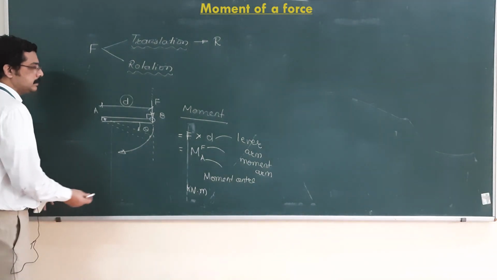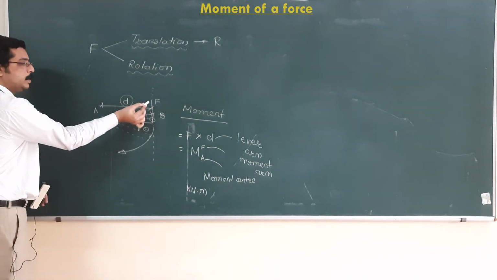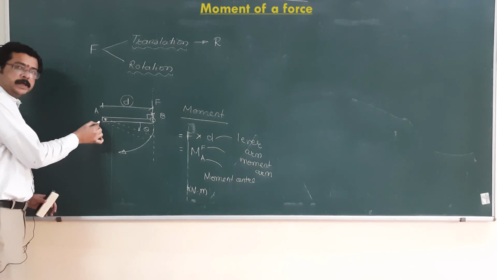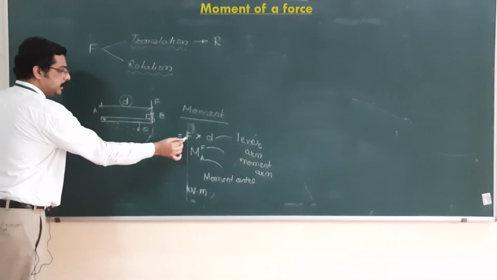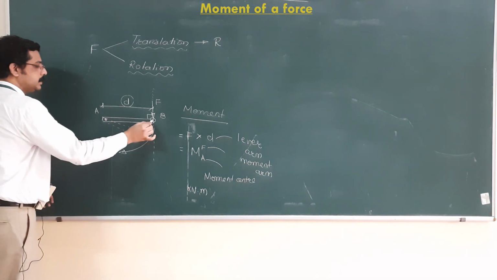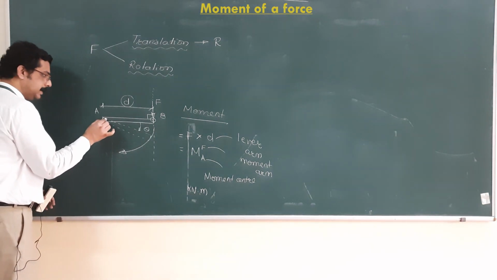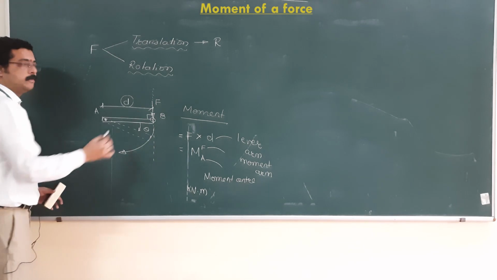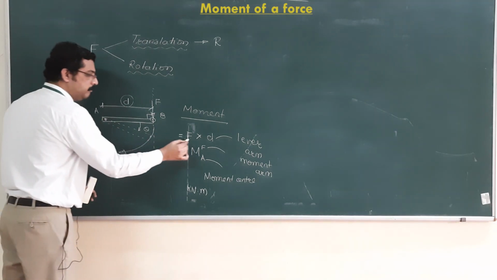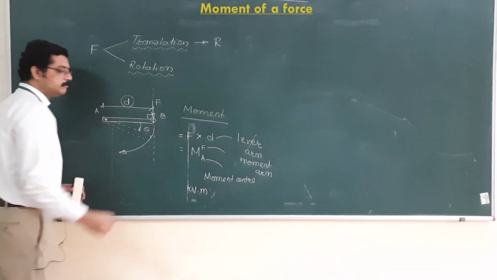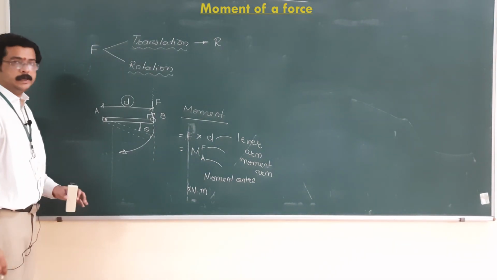So, here we can understand how to find the moment of F about any point A. The magnitude of the force is written here, and the perpendicular distance is found between moment center A and the line of action of force F, which is small d. Hence, F multiplied by d gives us the moment of F about A.